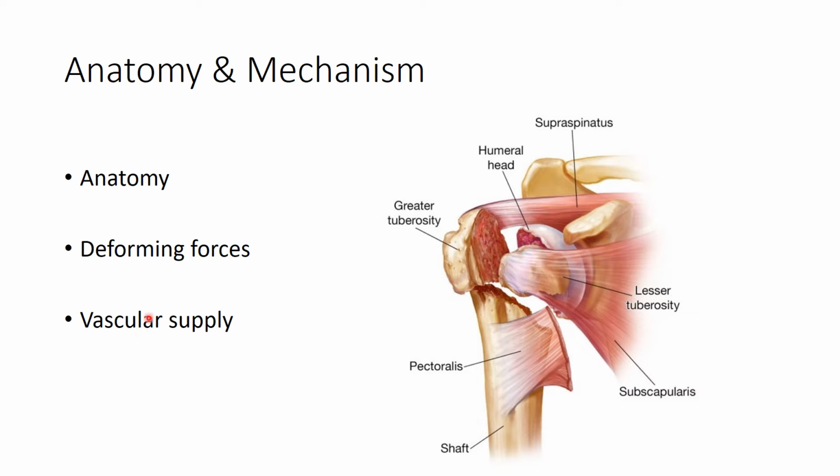The vascular supply is from the circumflex humeral artery, and the anatomical neck has very poor vascular supply. So if there is any fracture of the anatomical neck, there is a high chance of avascular necrosis of the humeral head.